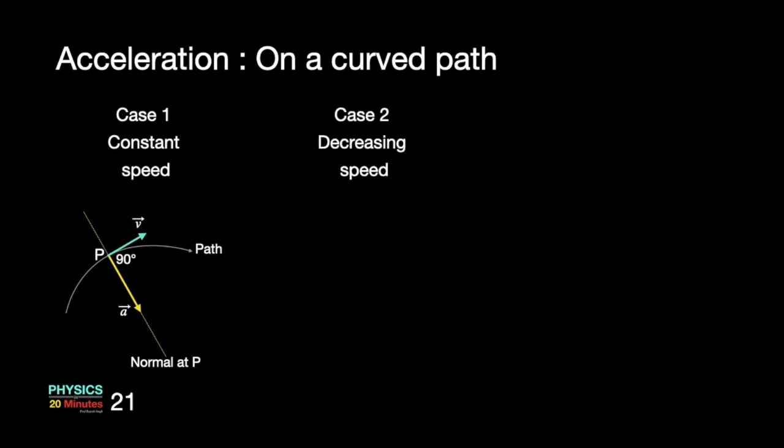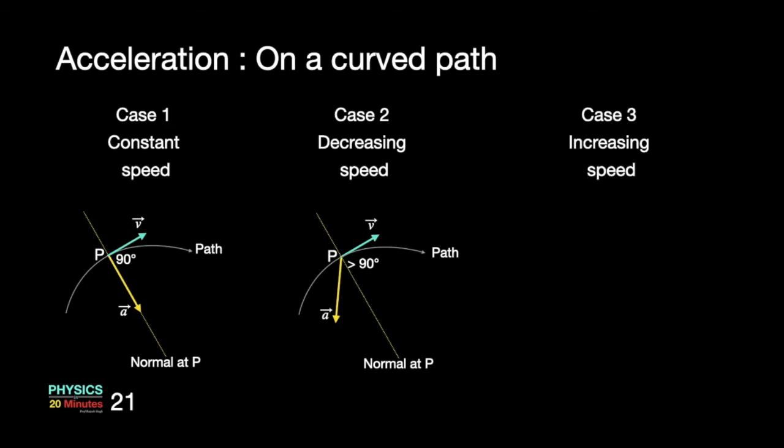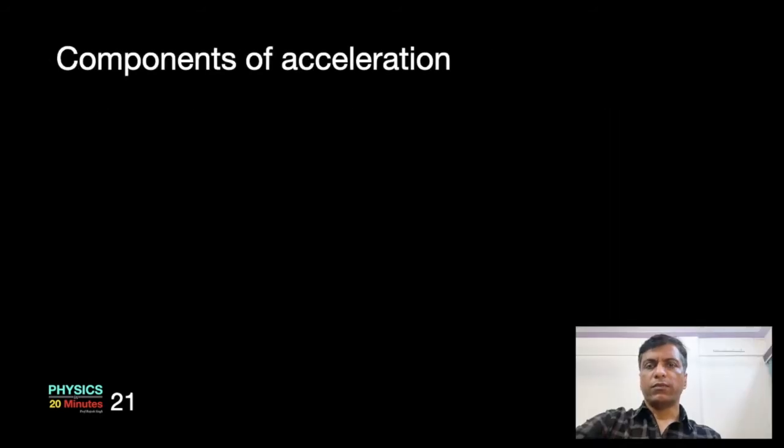Case 2, decreasing speed: if the speed is decreasing, then the acceleration vector will form an angle which is greater than 90 degrees with the velocity vector. Case 3, when the speed is increasing, the acceleration vector will form an angle which is less than 90 degrees with the velocity vector. We have already seen the three components of the acceleration vector, that is x component, y component and z component. However, if the motion is on a curved path, then there is one more way to take the components of the acceleration vector.